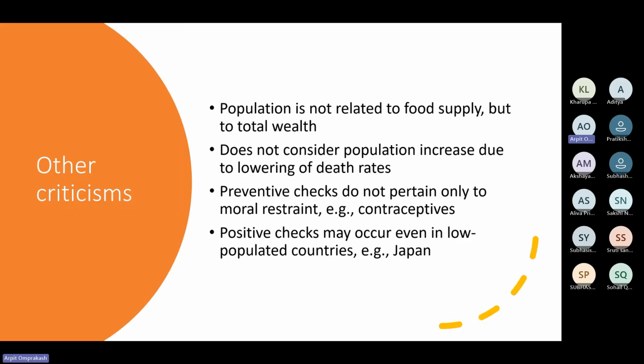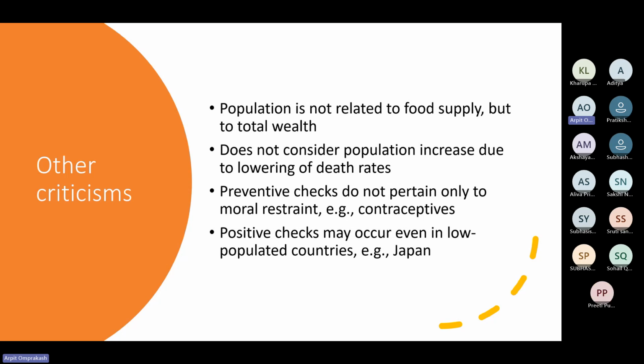So there are other criticisms, such as population is not related to food supply, but to total wealth. What people say is that the growth of human population is not driven by the food supply, but rather by how much money a certain population has. Because money is the thing that leads to you getting access to resources. So in a way, money or wealth is basically the driving factor behind population.